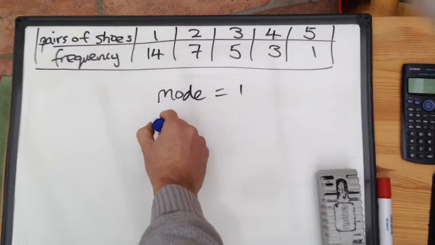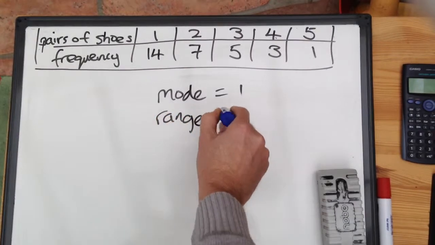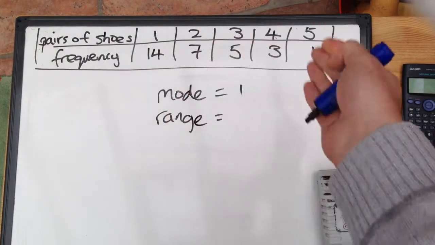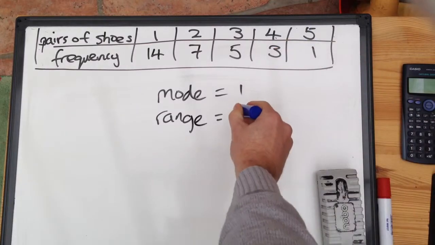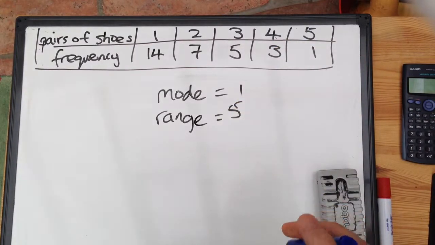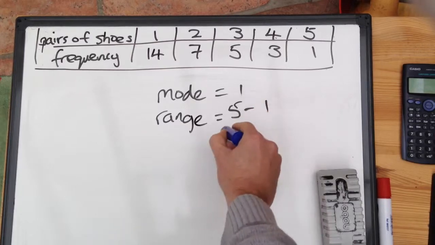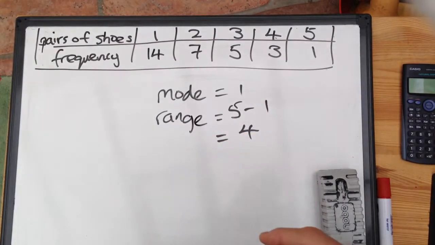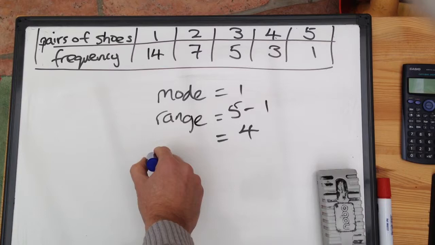If I look at the range, it is the biggest value minus the smallest value. Well, the biggest number of pairs of shoes owned is 5. The smallest number of pairs of shoes owned is 1, so my range is 5 take away 1, which is 4. We can work the median out for this as well.